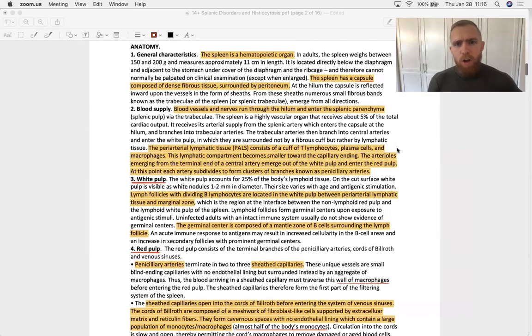Now, the spleen is also a hematopoietic organ. It is a site of extramedullary hematopoiesis. In the event that you have a bone marrow problem, you will see a splenomegaly because it will be making red blood cells. It has a capsule composed of fibrous tissue, and it's got a hilum or a root, kind of like how your lungs have a hilum and your kidneys have a hilum, meaning that the arteries go in and the veins go out at the same part of the organ.